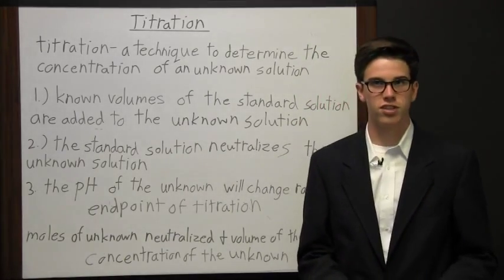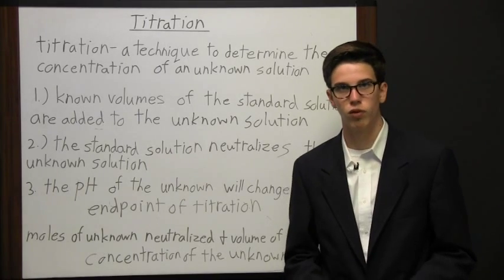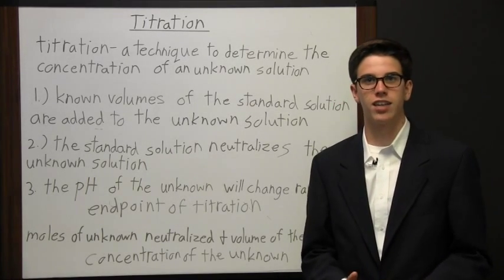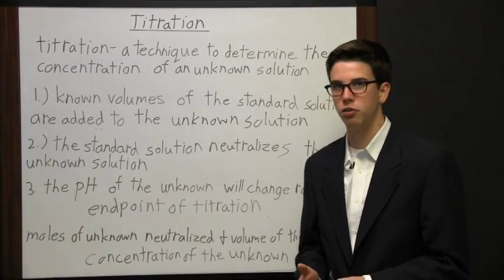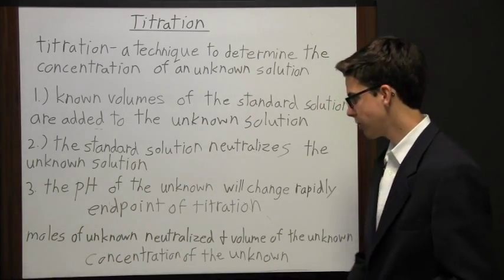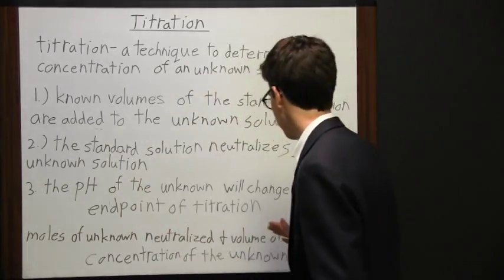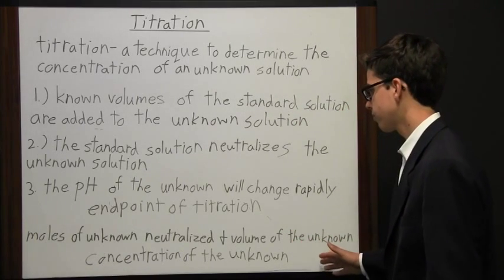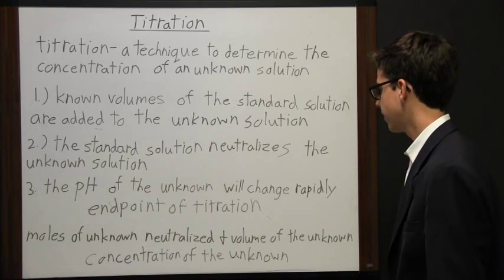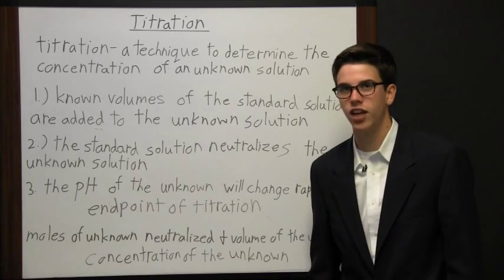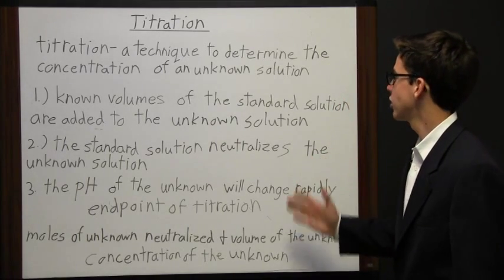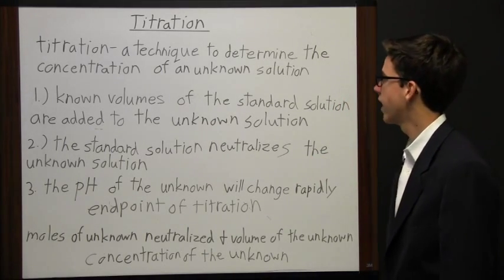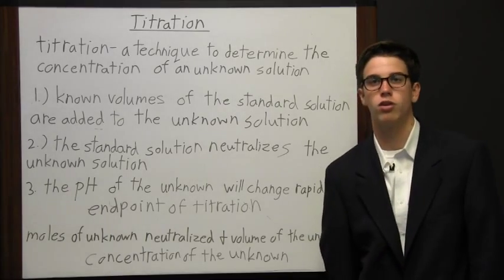If you had trouble following with me on that last part, I'll go through it again. So we know the amount of standard added to reach the endpoint. And so because of that, we can calculate the moles of the unknown neutralized. So then we take the moles of the unknown neutralized along with the volume of the unknown, and we can determine the concentration of the unknown. So that's how the titration technique is used to determine the concentration of an unknown solution.